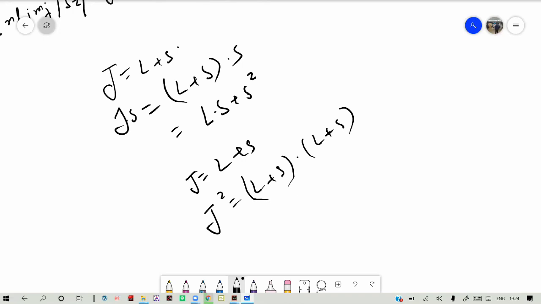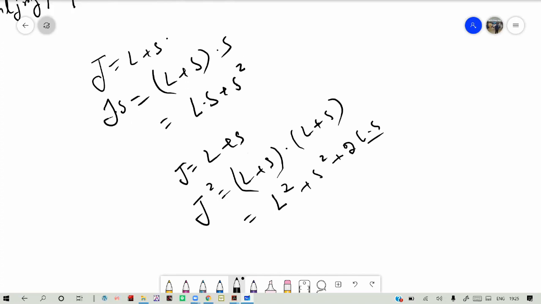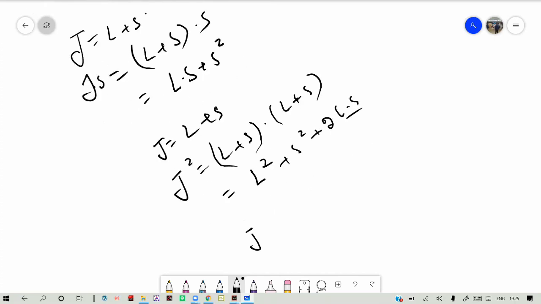So I can calculate L dot S from here. I can write J squared minus L squared minus S squared, divided by 2, is L dot S.